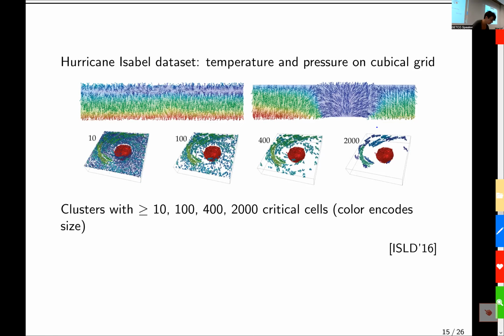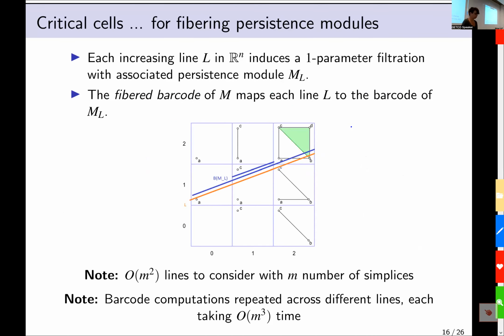So for example, if we only consider clusters with at least 2000 cells, critical cells, you can see that we can simplify very much the visualization of the data, and the two gradients are anti-aligned exactly at the eye of the hurricane. So this idea can be used for visualization purposes, but we want to use it also for fibering persistence modules.